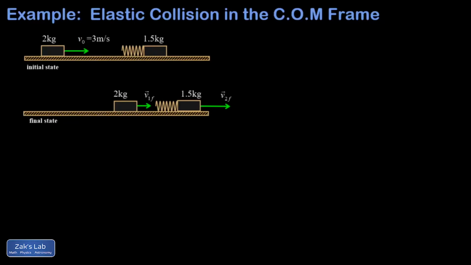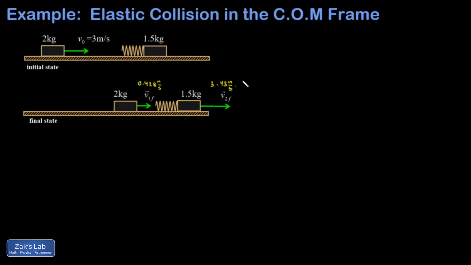Here's an elastic collision that we worked out in a previous video, and I'll post a card to that video and a link in the description. The way it turned out is that V1 final was 0.428 meters per second, and V2 final was 3.43 meters per second. But it took a lot of really ugly algebra to get there.